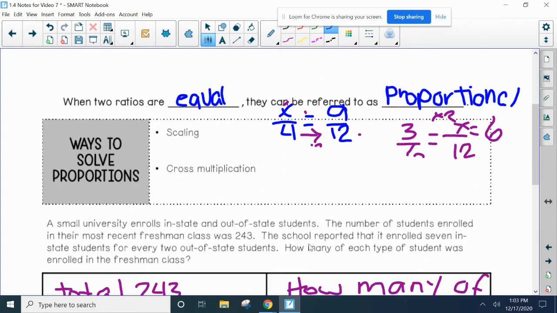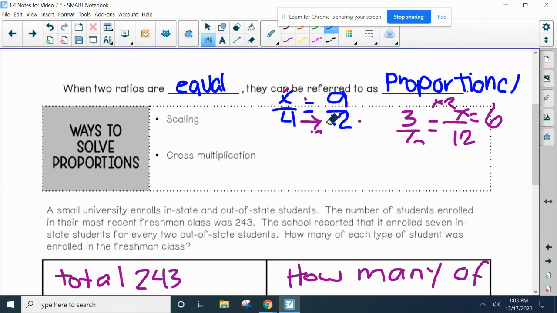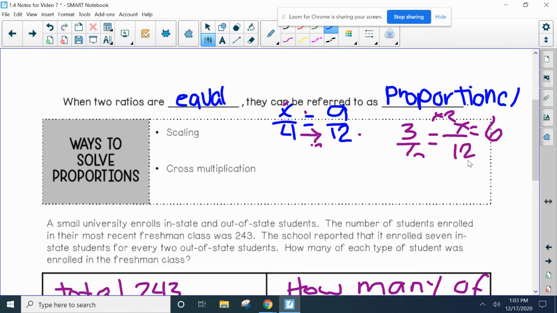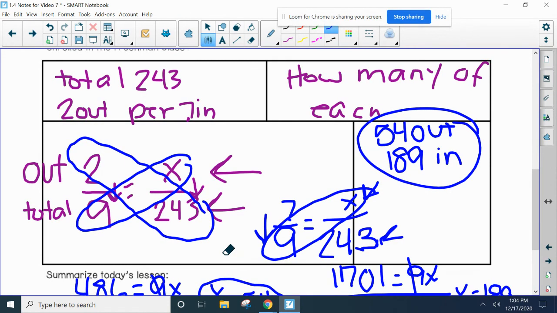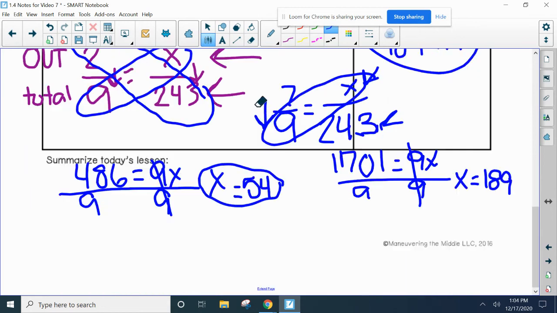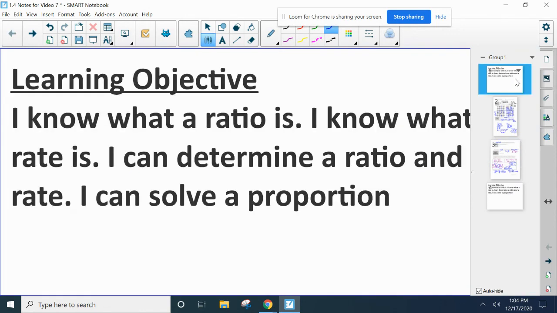We talked about how to solve a proportion, butterfly method or scaling, and we said scaling really only works if one goes to the other evenly. So 4 to 12 is 3, 6 to 12 is 2, but what if I had 4 to 9? I can't do that evenly, so the butterfly method would work out better. You're going to multiply your diagonals. So 2 times 243 gave us 486 equals 9x. You set one diagonal equal to the other diagonal and solve it like an equation. So that's what we talked about today. That covered our entire objective.